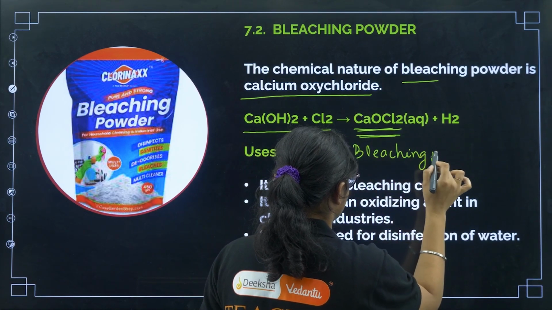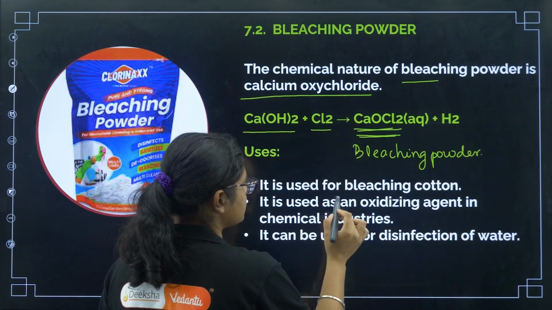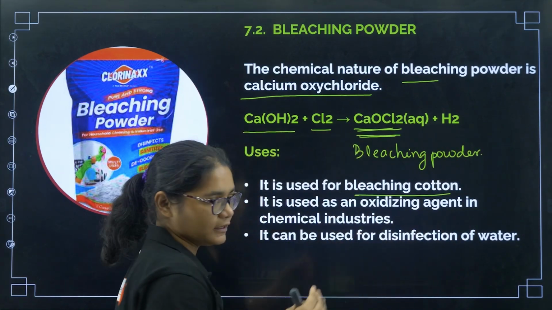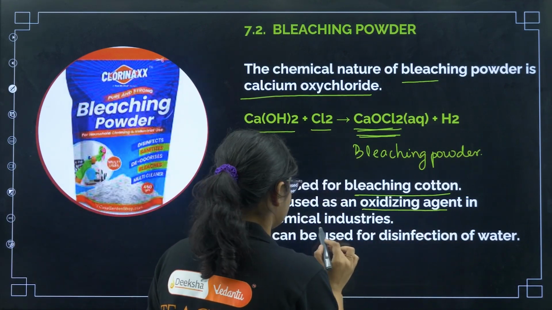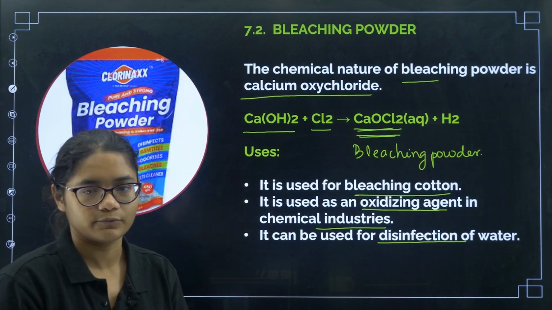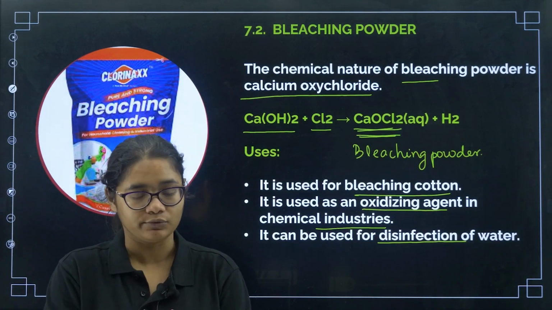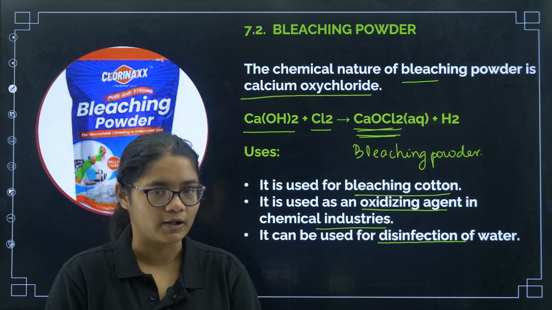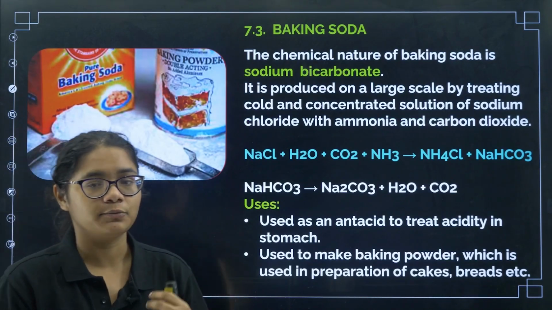Bleaching powder is CaOCl2. It is used for bleaching cotton, for just removing the color, as an oxidizing agent in chemical industries, and as a disinfectant of water. So these are the uses of bleaching powder. You need to remember at least 3 uses and the chemical formula. Okay, fine. Next, the third one is baking soda.